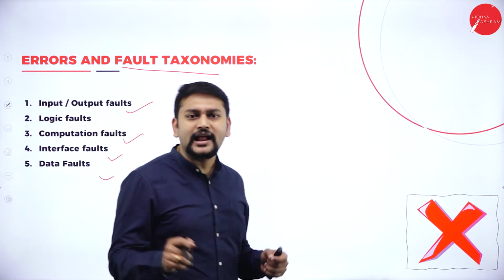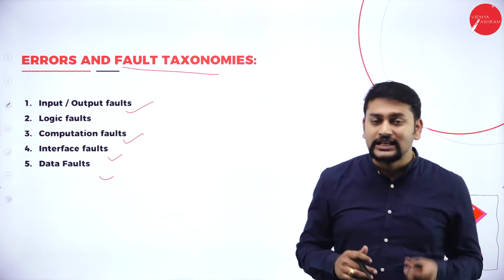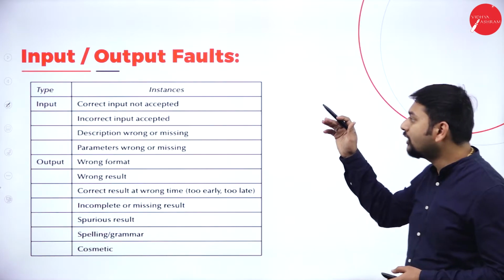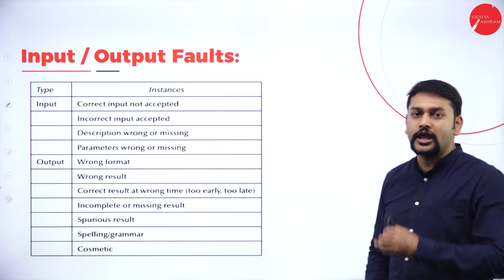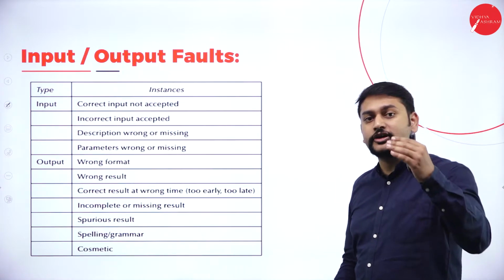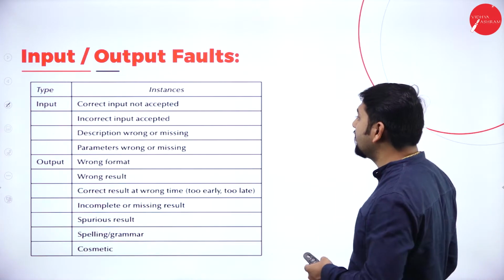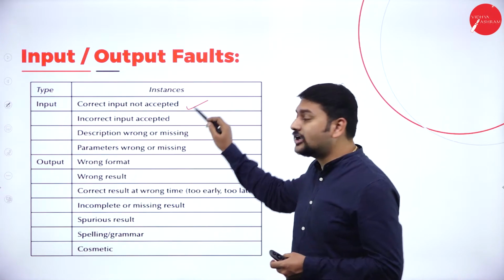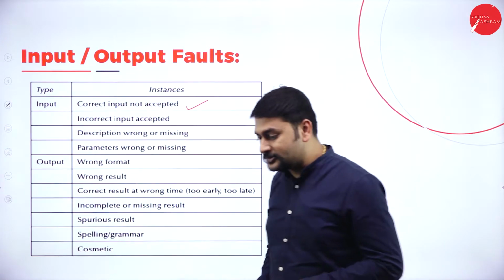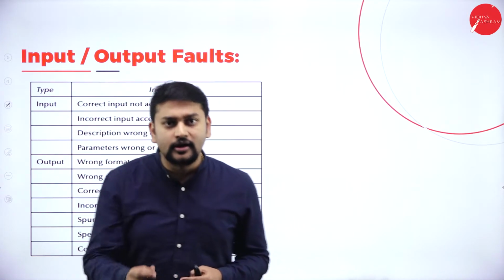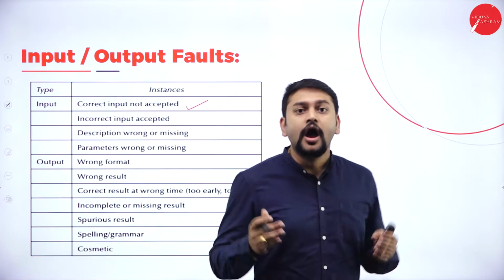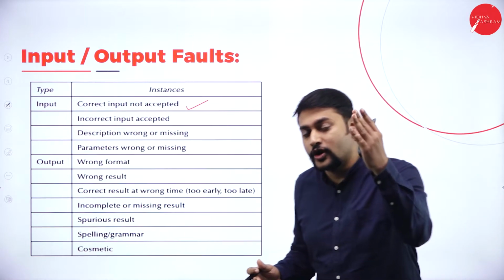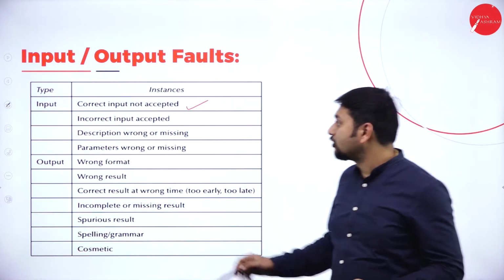Sir, what exactly are input and output faults? Let me show you. Listen to me carefully. When it comes to the input, I will come across different types of faults. The first one that you can observe here is correct input not accepted. So you have entered the correct input, but the system is not accepting it. That is the first fault with respect to the input.